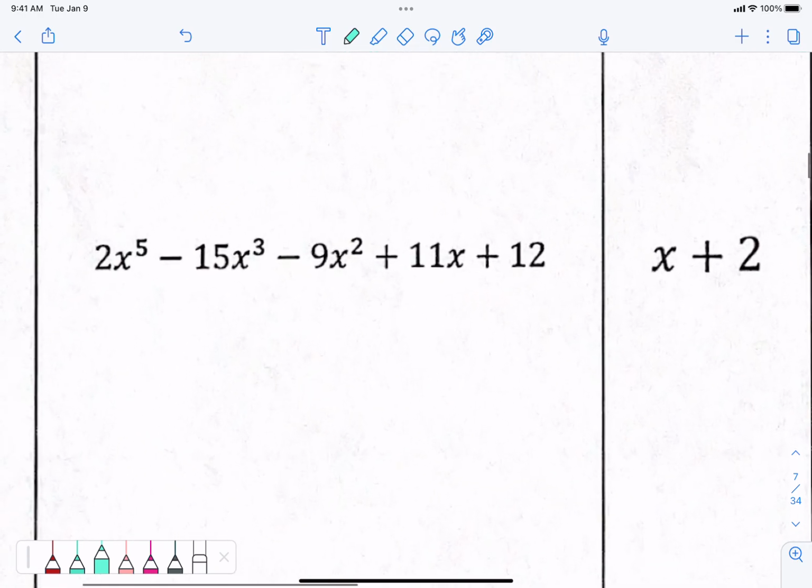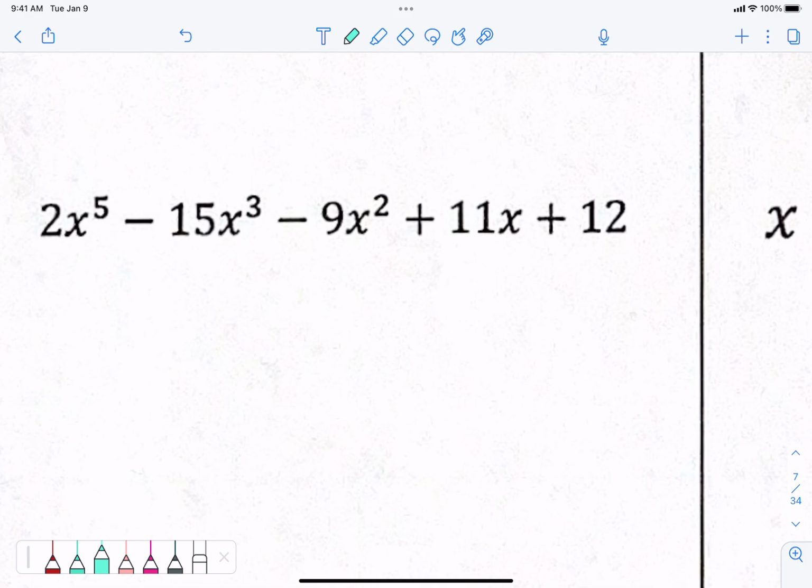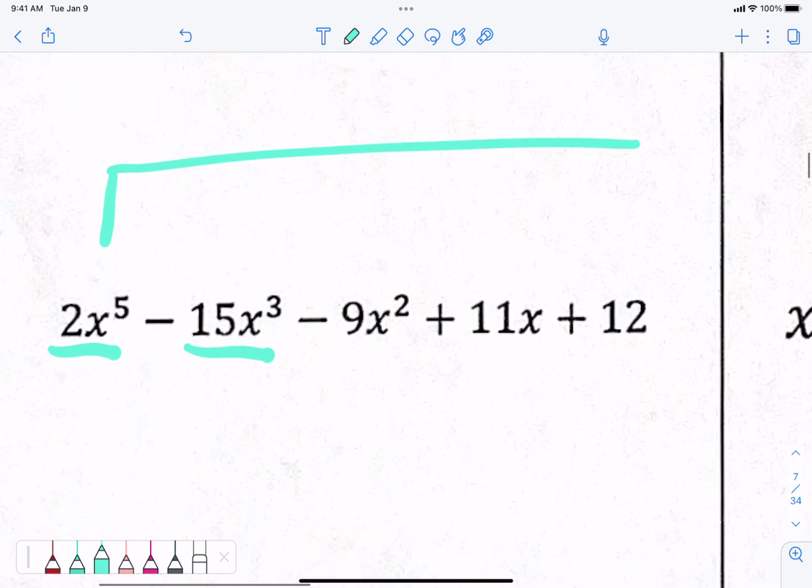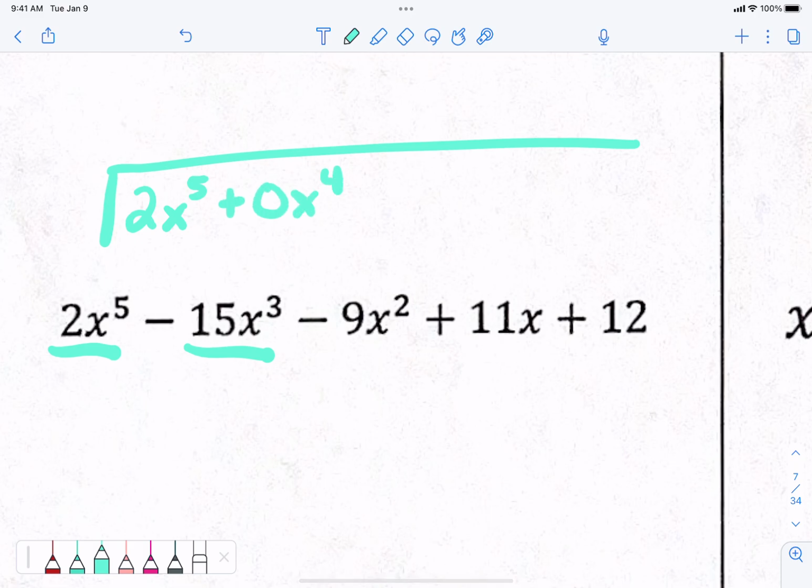Now, I'm going to talk about the middle one really, really fast, because this one has a glitch in it, okay? 2x to the 5th power minus 15x to the 3rd power. Those are going in order, but I don't have an x to the 4th power, right? You see where my x to the 4th power is not? When you write out your division, this will go under the bar. 2x to the 5th power is how you'll start. You have to put plus 0x to the 4th power, and then you can do your minus 15x to the 3rd, dot, dot, dot.